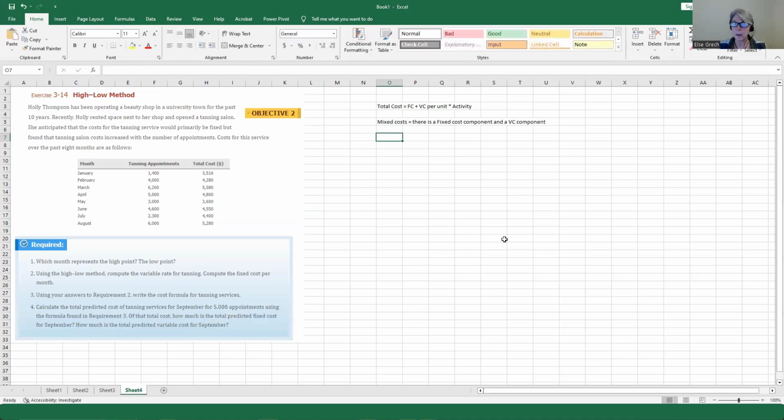So the high-low method is that the variable cost per unit can be calculated. And we calculate it by doing the high dollar value minus the low dollar value divided by the high units, like the activity, minus the low activity. And once you do that division, you're going to end up with the variable cost per unit. And then we can use that to do the calculation.